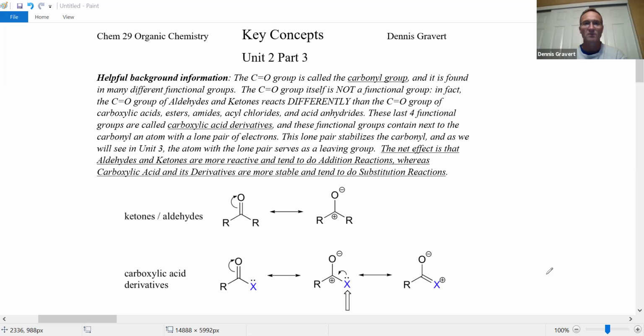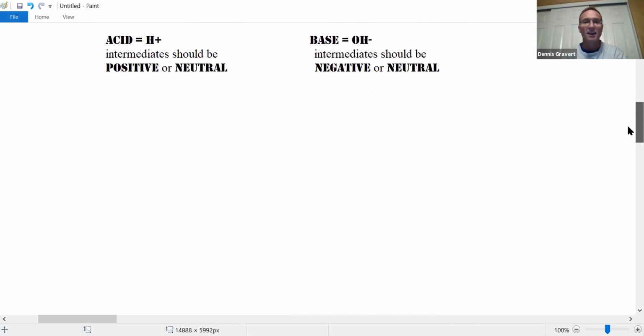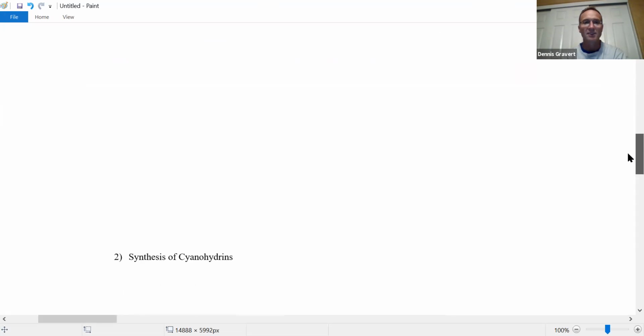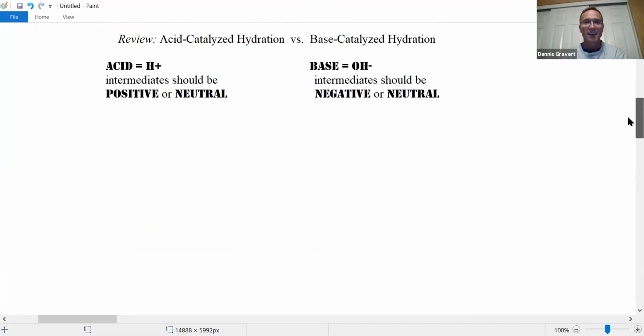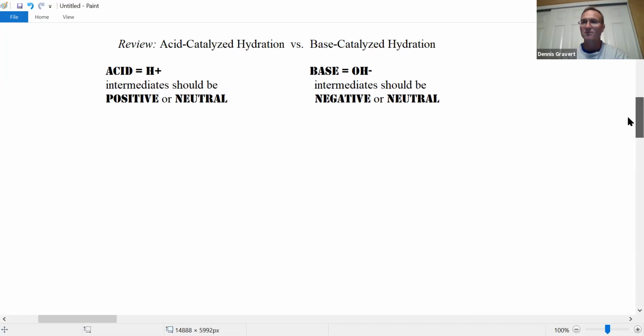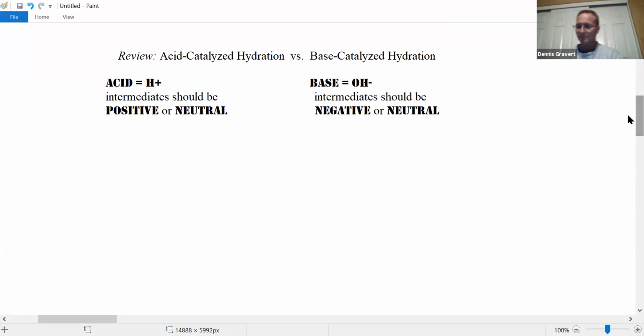Okay, so hopefully you found your key concepts. Scroll down until you see, oh, I added this in so I wouldn't forget. I clipped it out, yes. Okay, so we're right before synthesis of cyanohydrins. It's a section right before cyanohydrins and right after hydration. So let's review that. Okay, hydration.